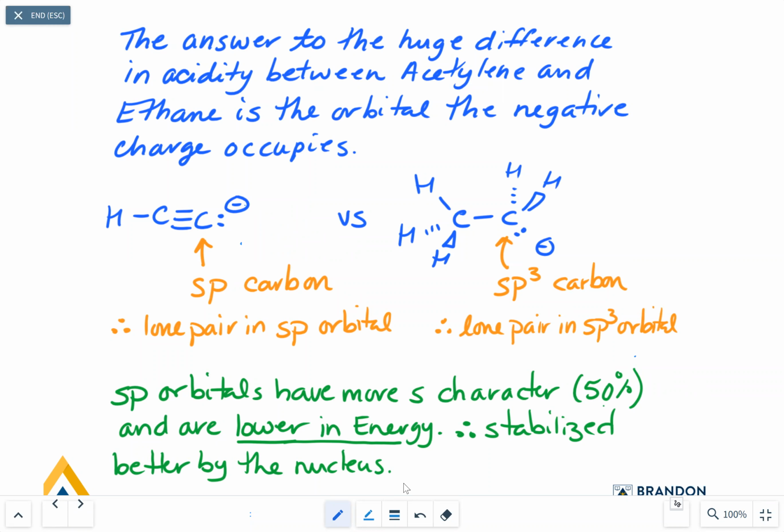So these electrons are actually in an sp hybrid orbital. These ones will be in an sp3 hybrid orbital. These ones will be in an sp hybrid orbital. So sp orbitals have more s character and they're lower in energy. The way the textbooks describe it is they're stabilized better by the nucleus, because remember, a nucleus is where the positive charge is. They're closer to it, so it's stabilized better.